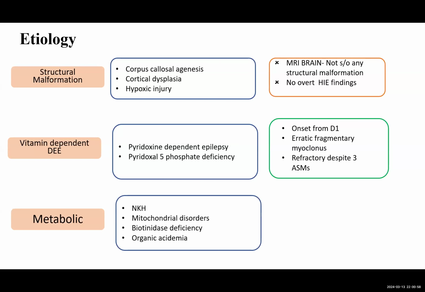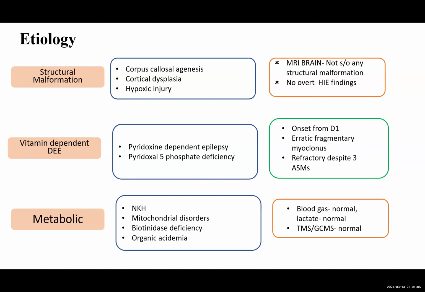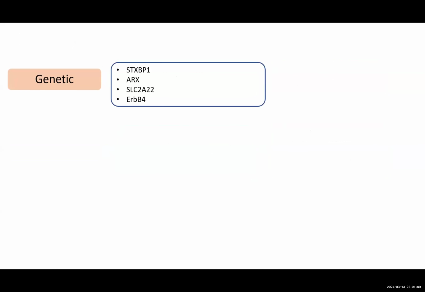And metabolic causes like NKH, mitochondrial disorders, biotinidase deficiency, and organic acidemia were also considered. But the metabolic screen was negative. The EMs were also normal. Genetic causes of EIEE like syntaxin binding protein 1, ARX, and ERBB4 were considered, and genetics was also sent for the same.